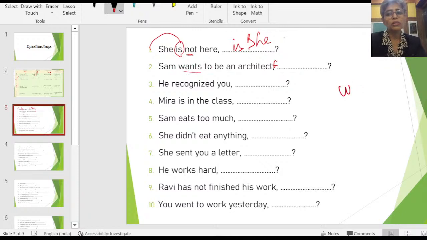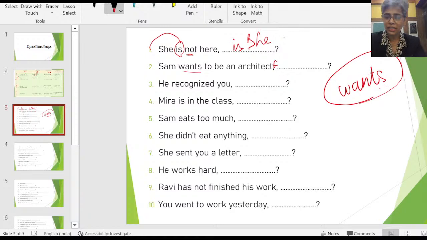See, wants does not have has, have, had of any form. It does not have the ing of any form, wanting, right? So we know for sure that this is the simple tense. Is it the past tense? Is it wanted? No, it is a present tense. So what will you say? Does. So what goes with simple present tense, singular form? Does, right? So we will say Sam wants to be an architect, doesn't he? Remember to convert a positive to negative. So we will say, doesn't he?